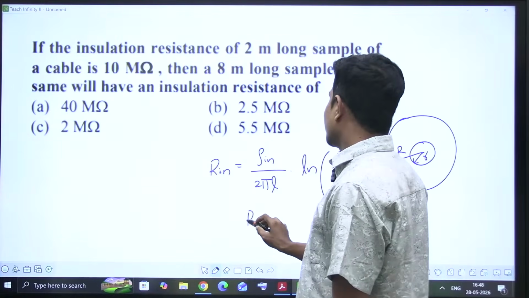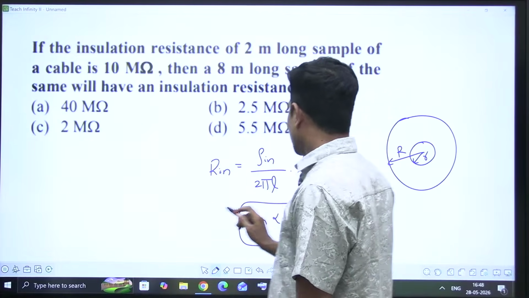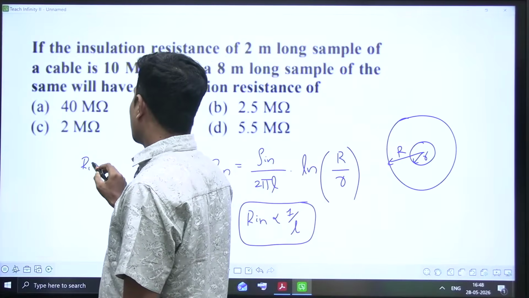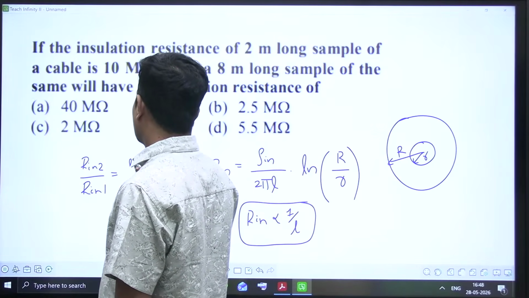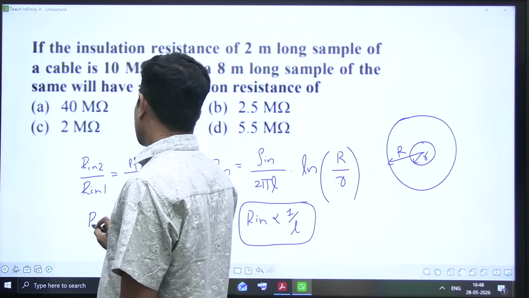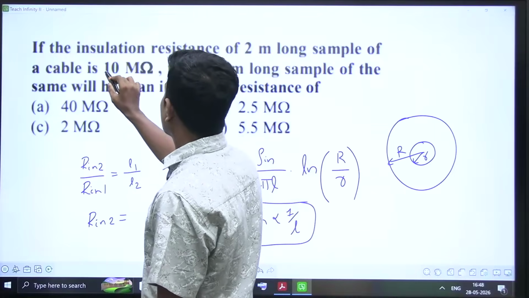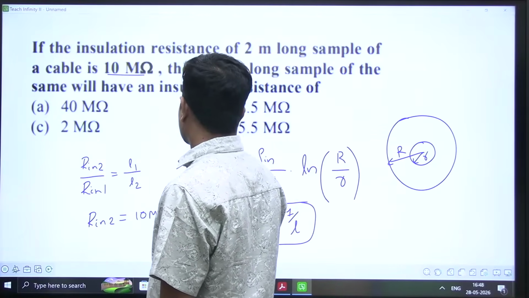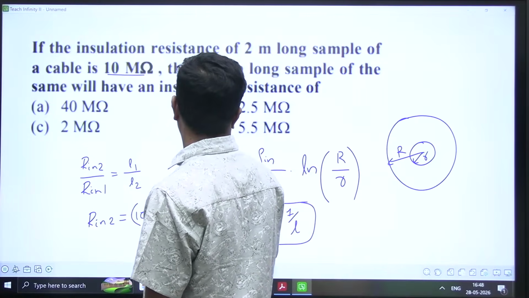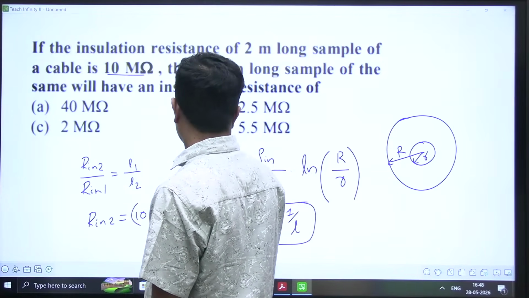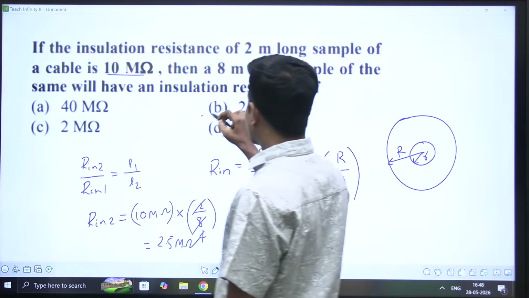Now, insulation resistance of a cable is inversely proportional to the length of the cable. So R insulation 2 by R insulation 1 is equal to L1 by L2. So R insulation 2 is equal to R insulation 1, which is 10 mega ohms, into L1 by L2, which is 2 meters by 8 meters. This is 1 by 4. 10 by 4 means 2.5 mega ohms. Option is B, B for Bombay.